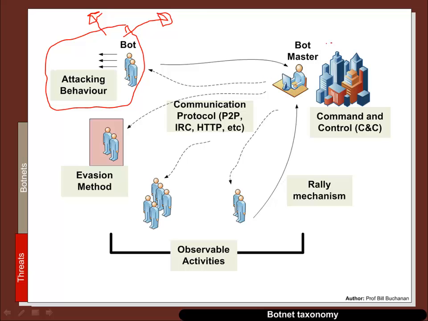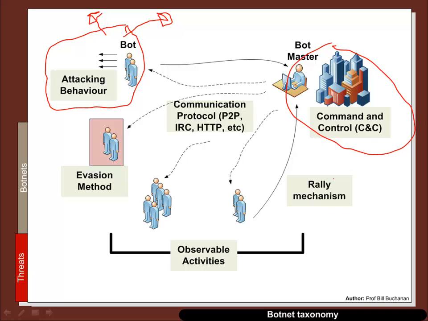We can have the command and control structure, and this is the method that the botnet master uses to control the bot slaves. Could be a centralized model, where bots contact a single botnet master, or could be a peer-to-peer based command and control, or could even be a random one.